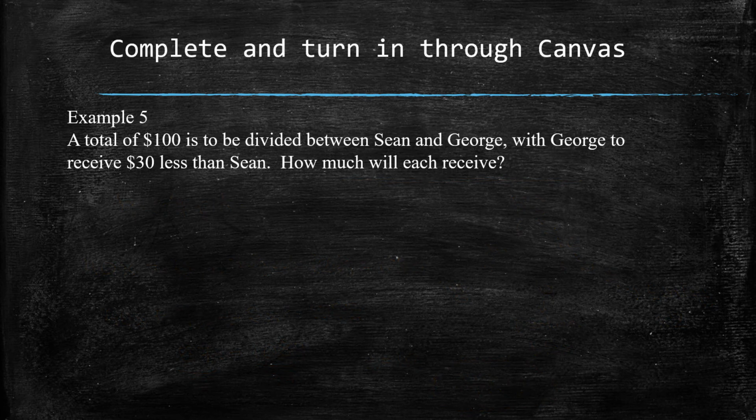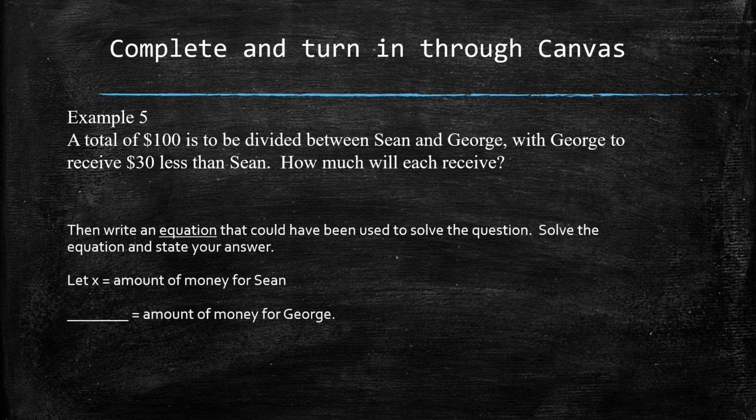Example 5 is for you to complete and turn in through Canvas. A total of $100 is being divided between Sean and George, with George to receive $30 less than Sean. How much will each receive? What I want you to do is write an equation that can be used to solve the question. I'll be looking for your final answer: how much money does George get, how much money does Sean get? But I'm also looking to see what equation you used to come up with that answer.